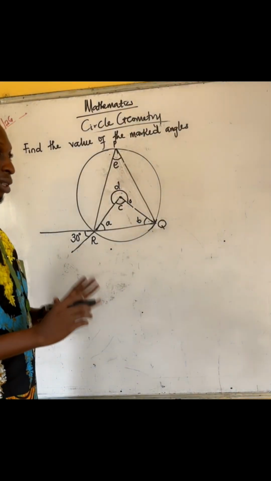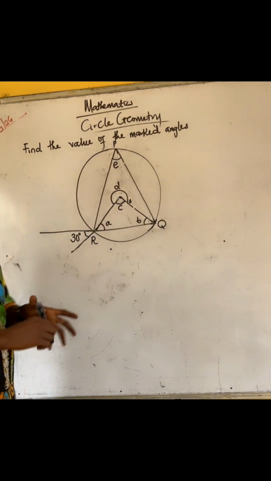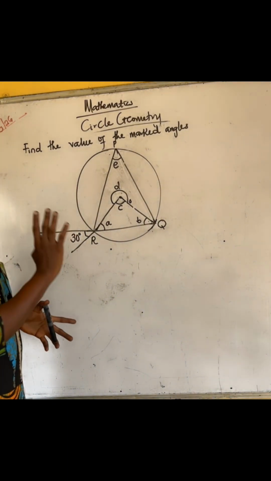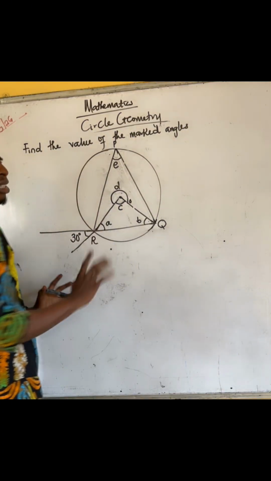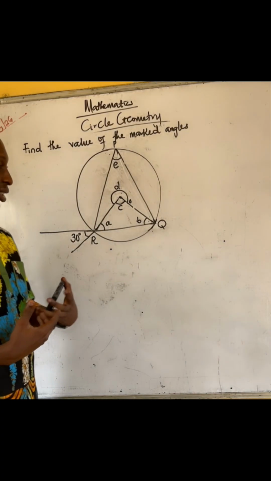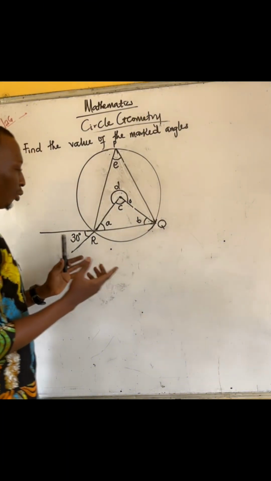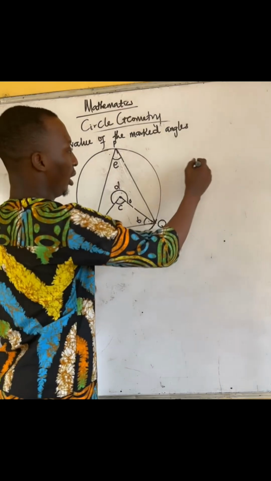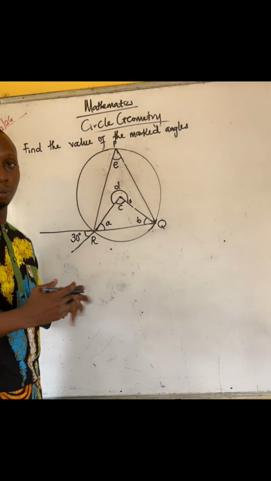So listen carefully. How do I go about finding the value of the marked angles? I believe there are about 5 different marked angles here. I have angle A, B, C, D, and E. How do I go about finding the angles here? Very easy. Listen carefully. Now, before I go into finding the angles here, don't forget there is a particular rule you have to get yourself familiarized with.